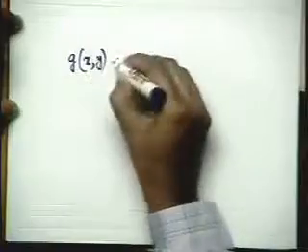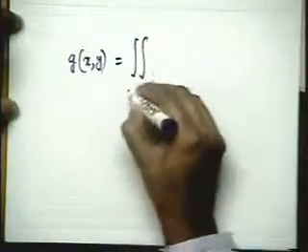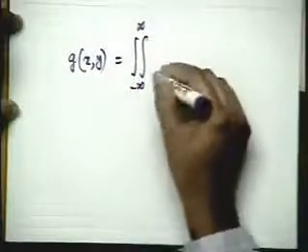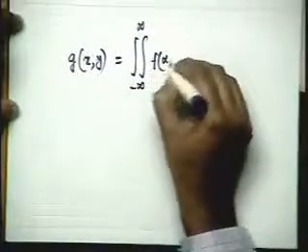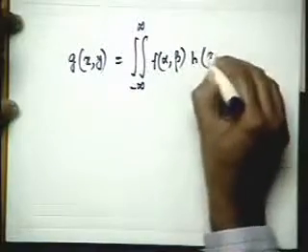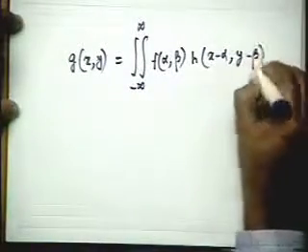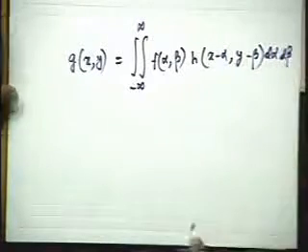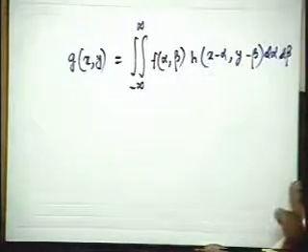Now we will go over to the next topic of discussion. In the last class we got the degradation model in the continuous domain, and the expression we got for the degradation model was, let me write it down once more: g(x,y) equals the double integral within limits minus infinity to plus infinity of f(alpha, beta) h(x minus alpha, y minus beta) d alpha d beta.